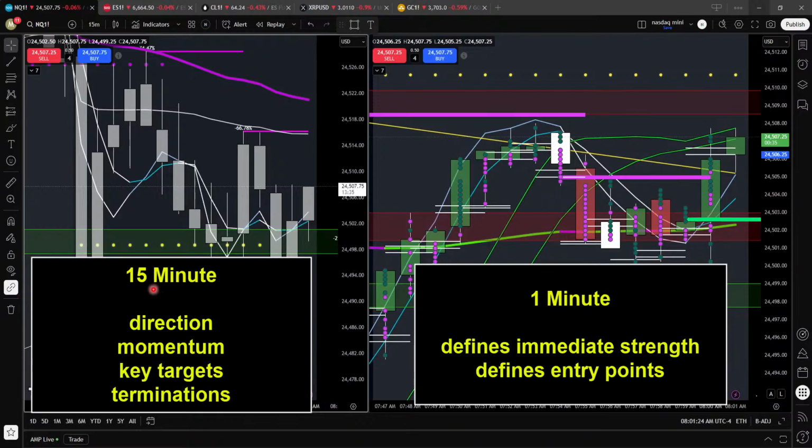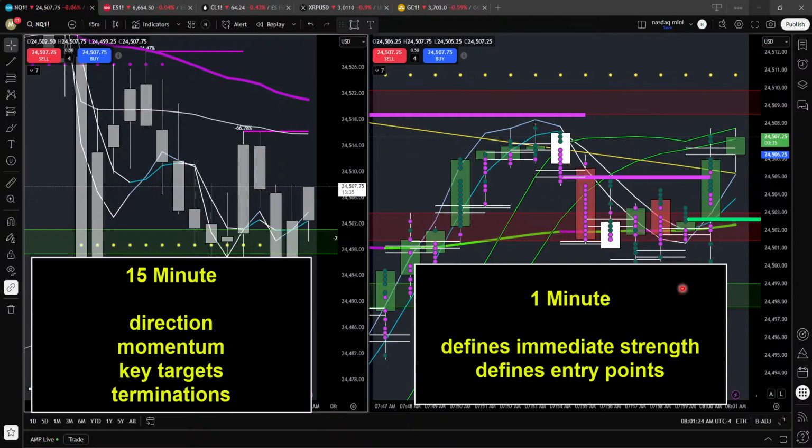Your large chart on TradingView is a 15-minute chart. That's a lot of time. That's a big slow chart, guys. We're going to use it to find direction, momentum, key targets, and terminations the same way we would with a large crowd. They're going to tell us what's happening, where it's most likely to be happening.